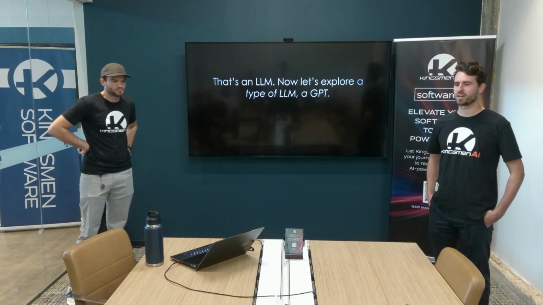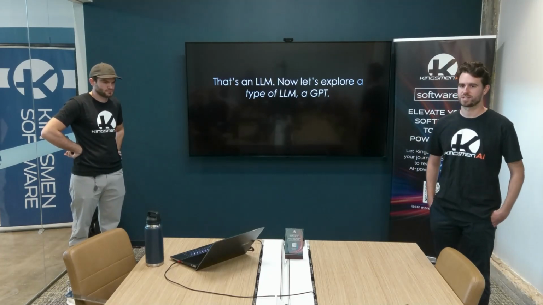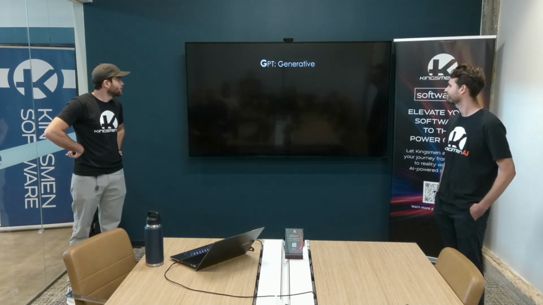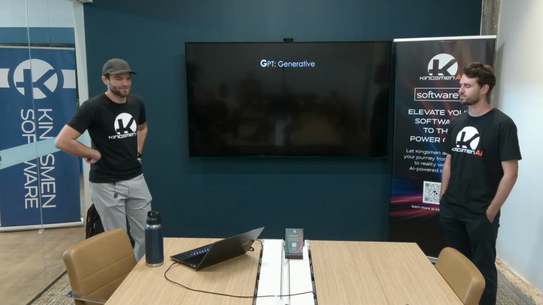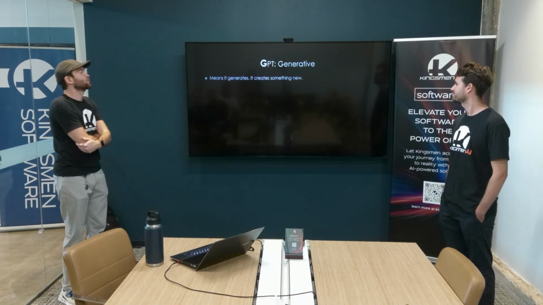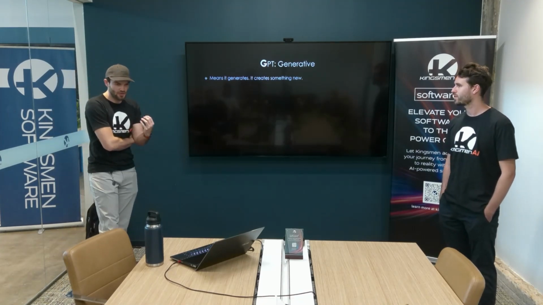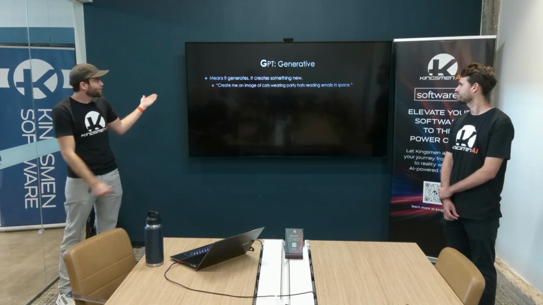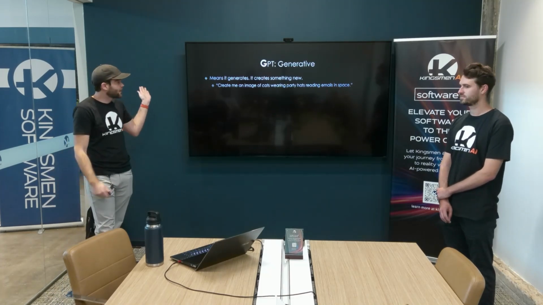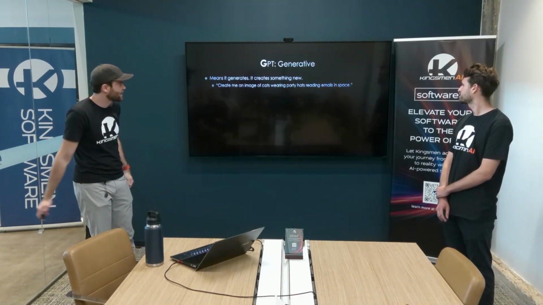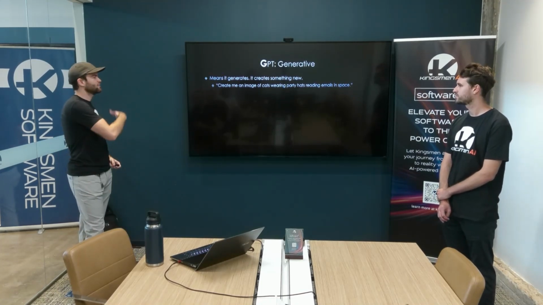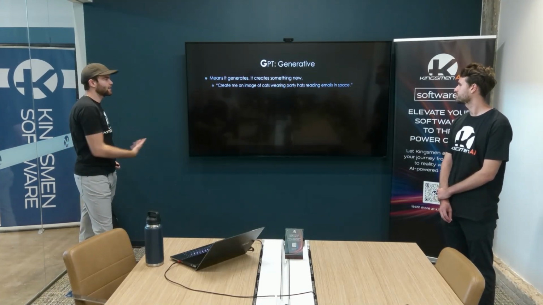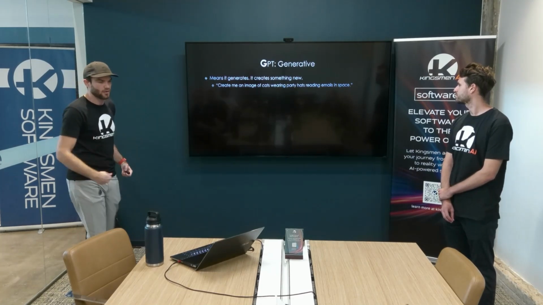And now that we know what that is, we are going to dive into GPT. So the first G, or the only G in GPT, is generative. It means it generates, it creates something new. So if I prompt an image generating AI model, I say, hey, create me an image of cats wearing party hats reading emails in space, it would then generate an image that looks like that, given a prompt.